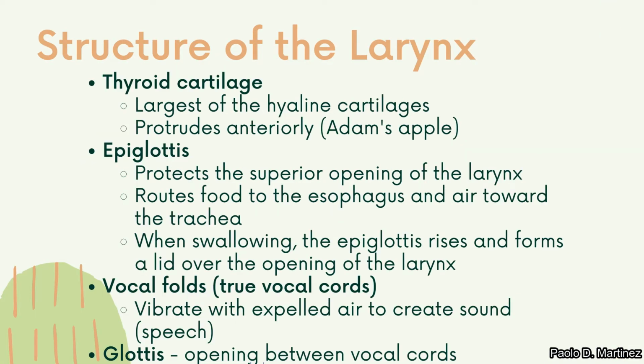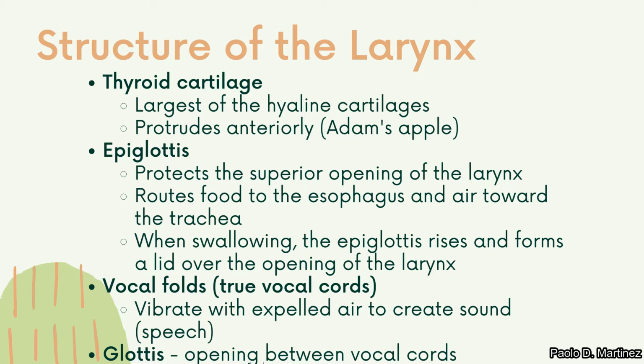Now we have the structure of the larynx. First is the thyroid cartilage. The thyroid cartilage is the largest of the hyaline cartilages. It protrudes anteriorly. When we say anteriorly, it means upper. For example, the Adam's apple. Next, we have the epiglottis. It protects the superior opening of the larynx. It routes food to the esophagus and air toward the trachea. When swallowing, the epiglottis rises and forms a lid over the opening of the larynx.